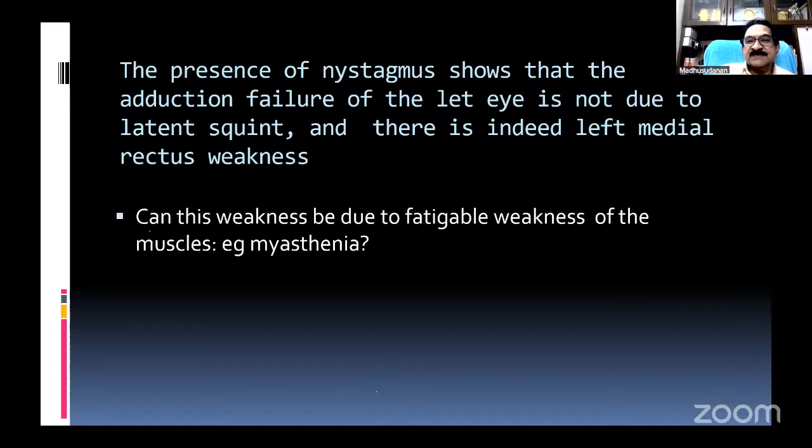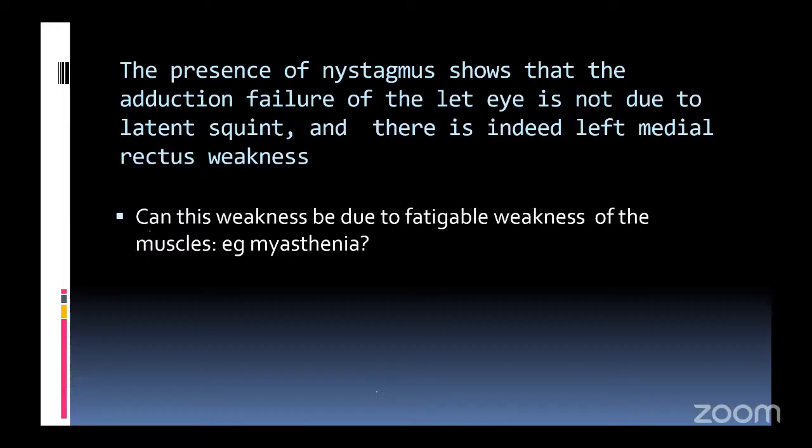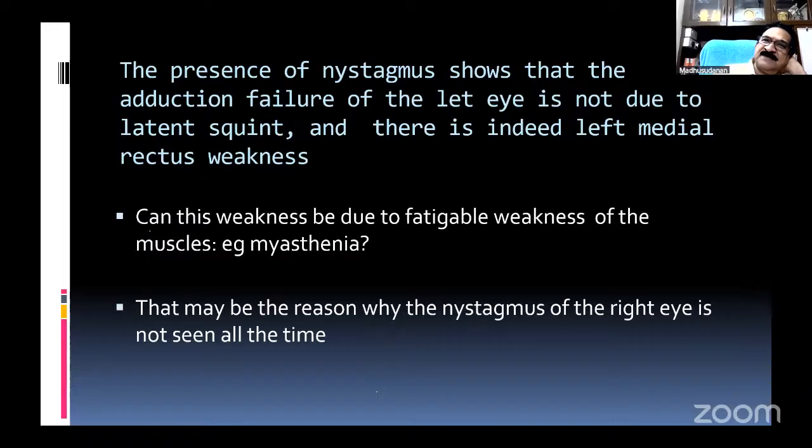Now, can this weakness be due to fatigable weakness of the muscle, like myasthenia? Myasthenia is one condition which can produce even gaze-evoked nystagmus, and a classical pseudo-INO-like picture can occur in myasthenia. I have seen such typical gaze-evoked nystagmus in myasthenia because of the fatigability. So what test will you do? Convergence. Convergence cannot help, as convergence is also a voluntary action. The muscle weakness will be there.